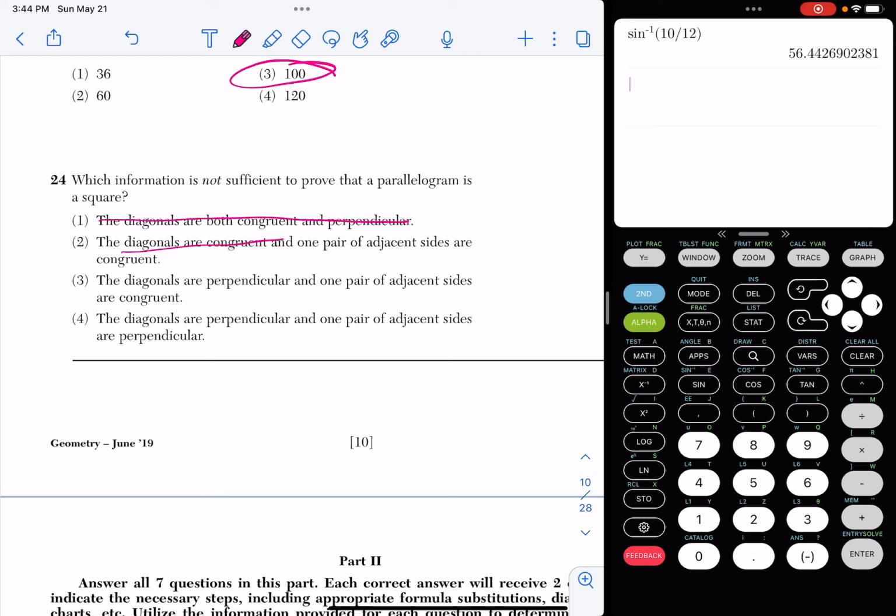In this case, I have diagonals that are perpendicular, meaning they form right angles, and one pair of adjacent sides are congruent. This could be a rhombus. So that one I'm a little unsure of yet. So let's look at 4. Diagonals are perpendicular and one pair of adjacent sides are perpendicular. Now I know the adjacent sides form 90-degree angles and the diagonals form 90-degree angles. That must be a square. So this answer must be choice 3.